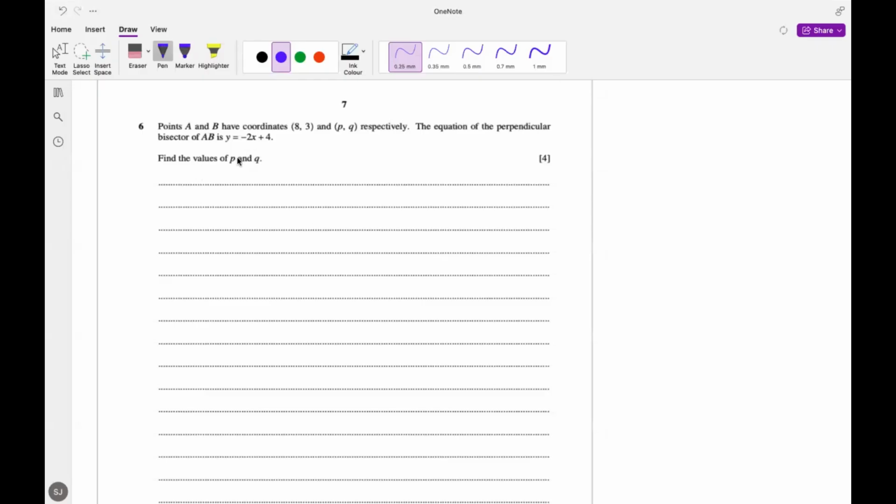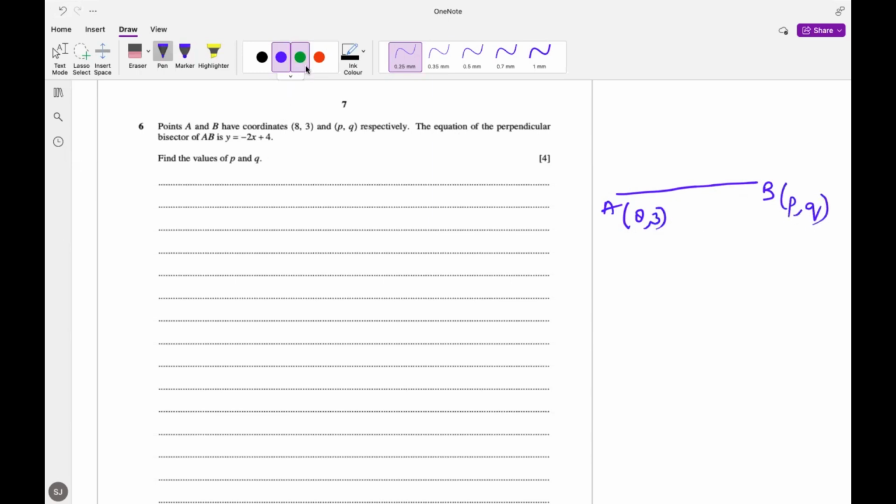In question 6, the points A and B have coordinates (8, 3) and (P, Q) respectively. The equation of the perpendicular bisector of AB is y equals minus 2x plus 4. We have to find the values of P and Q. Now let's assume that we have a line AB. The coordinates of A are (8, 3) and the coordinates of B are (P, Q).